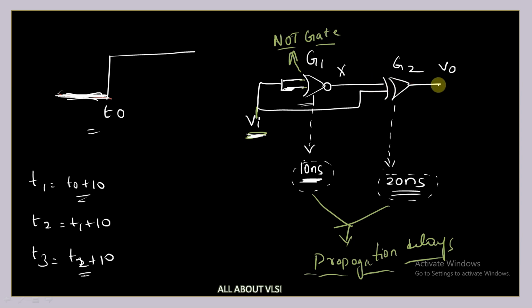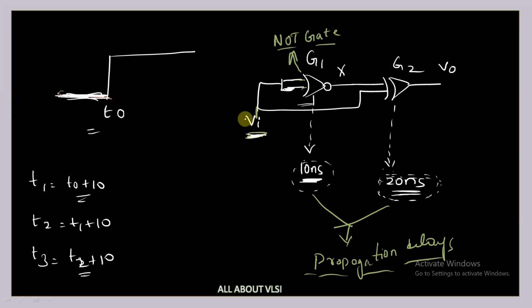And when are you going to get your output, at the same instant, or after how many nanoseconds? After 20 nanoseconds you are going to get your output. You are not going to get an immediate output. If you apply your input at t equal to 0, you get your output at t equal to 20 nanoseconds. After a 20 nanosecond delay, you get your output.